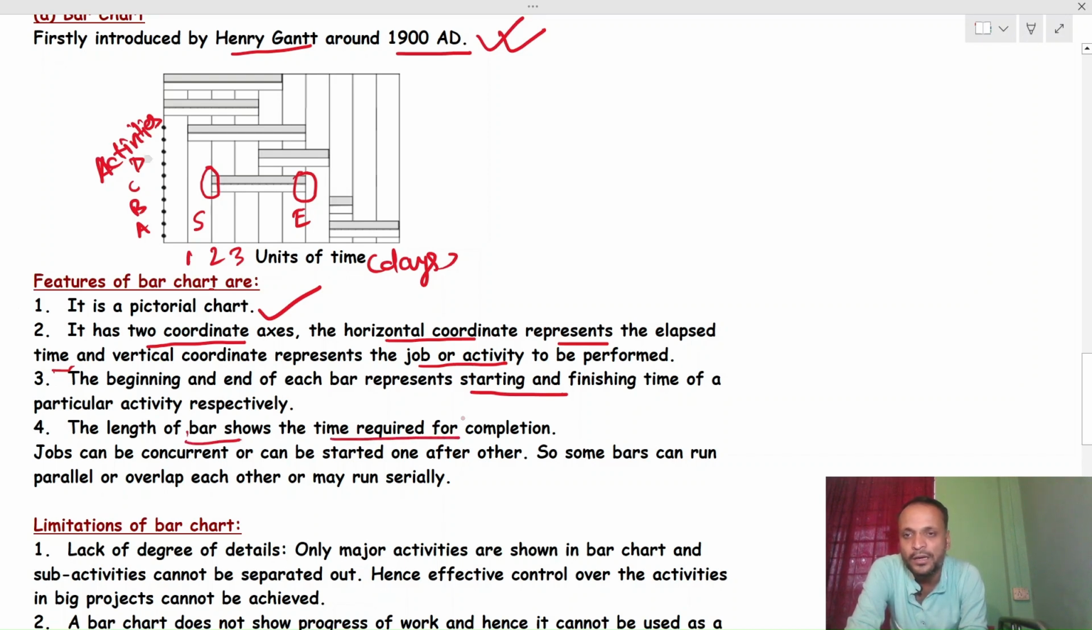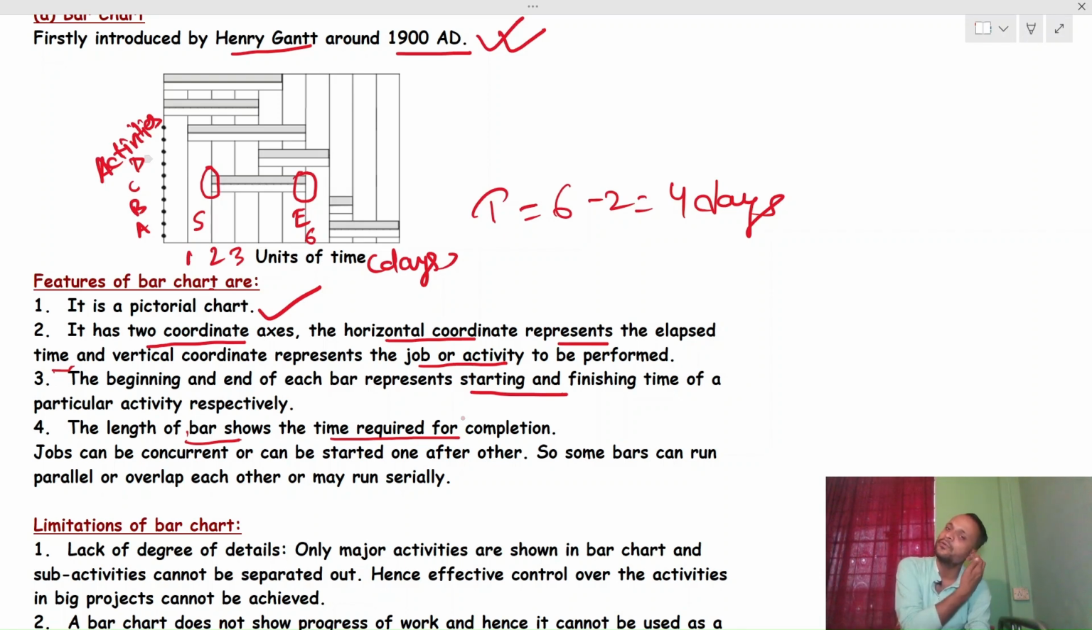So let us consider it is 2 and it is 6. So the time will be 6 minus 2 equal to 4 days, right? If we start this work on day 2 and finish it on day 6, that means the time taken to complete that activity is 4 days. So the length of the bar shows the time required for completion.